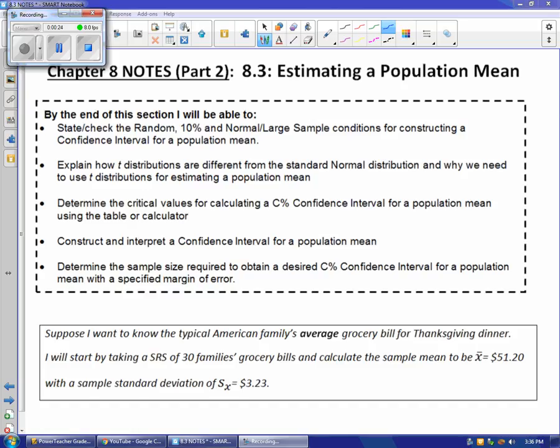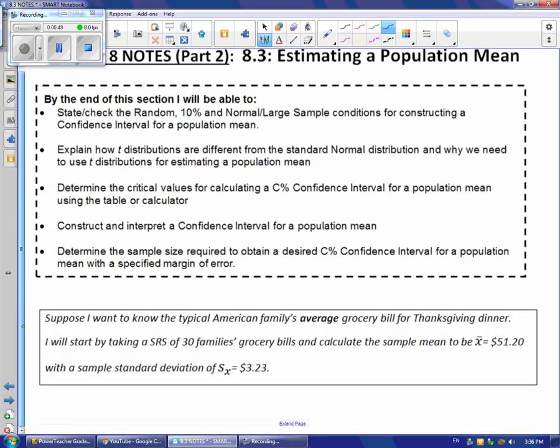distribution and why we need to use t-distributions for estimating a population mean, determine the critical values for calculating any percentage confidence interval for a population mean using the table or your calculator, construct and interpret a confidence interval for a population mean, determine the sample size required to obtain a desired confidence interval for a population mean with a specified margin of error. So let's start with an example.